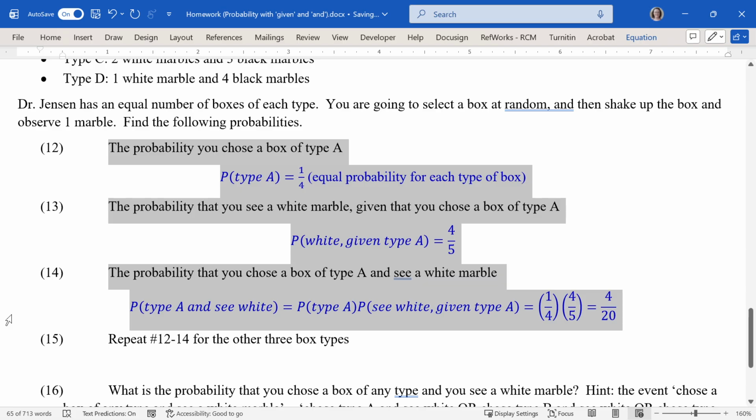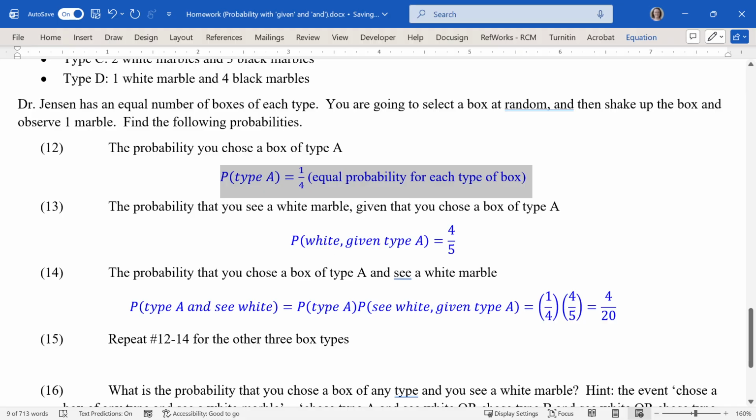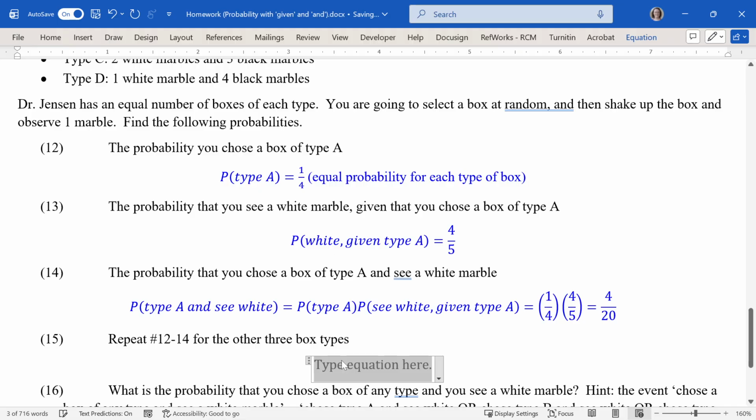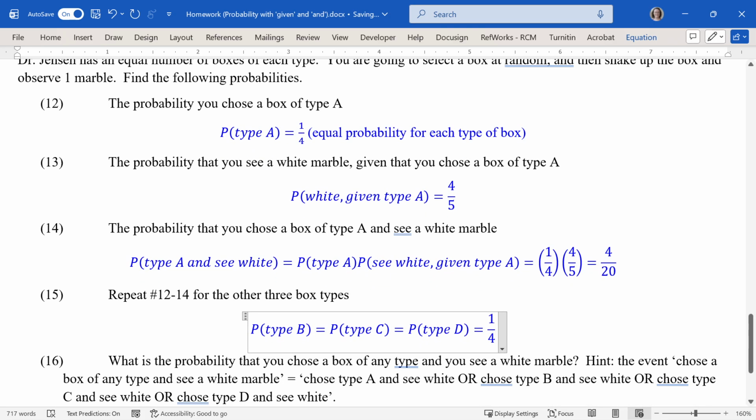And all I really want to calculate is this last one, but I need the first 2 answers here to get this last one. Okay, so probability of getting a type B box. Actually, it's the same for all of these, isn't it? The probability of type B, type C, and type D are all the same. It's just 1/4 for each of them. So I can do that part. I can repeat number 12 quickly for the other box types.